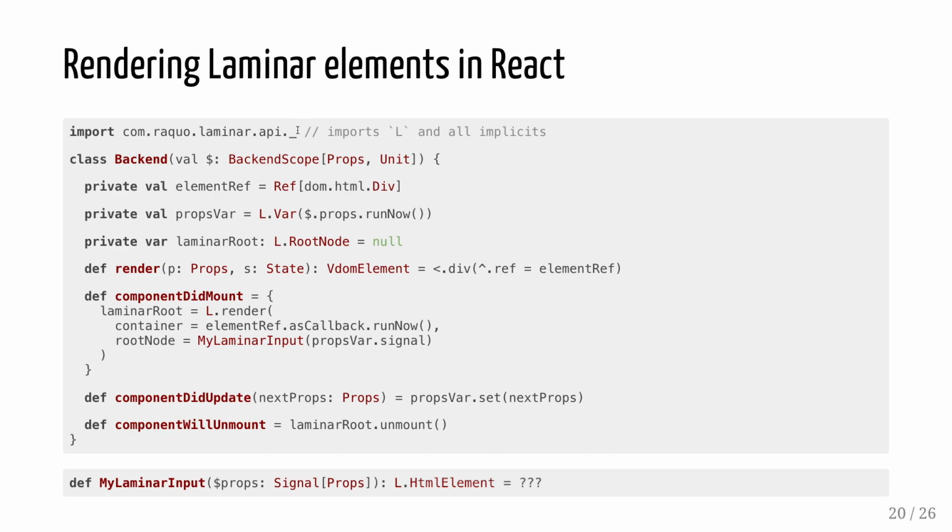Just a quick note, you might notice we're using a different import for Laminar here. We prefix all Laminar values and types with L just to disambiguate React values from Laminar values and types. You can also use it when just writing a regular Laminar application. You'll have L's everywhere, but all the implicits and everything that you need is still available from such an import.